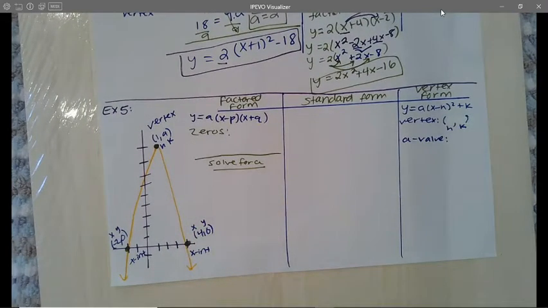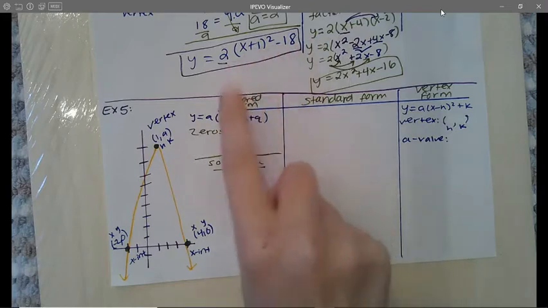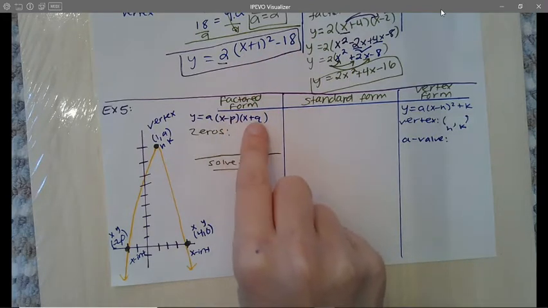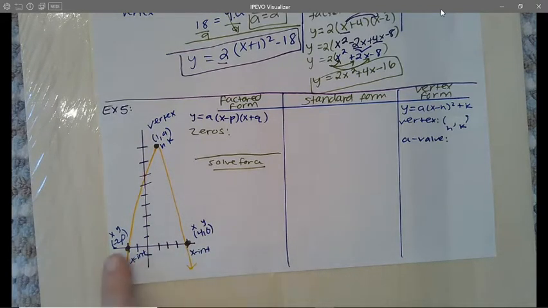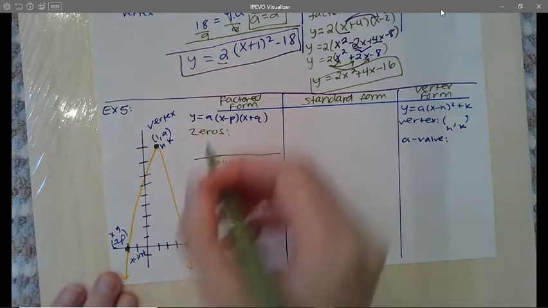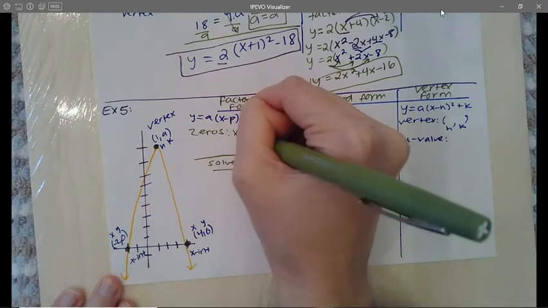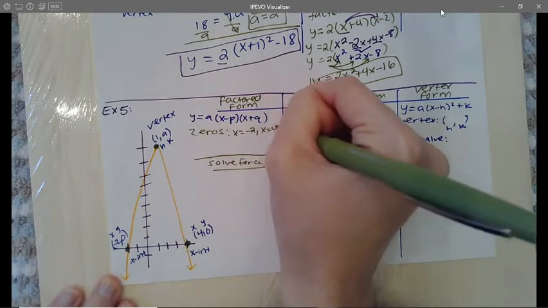So, in factored form, don't forget the way that you find your two factors is by flipping the signs on your zeros, your x-intercepts, which in my picture, I already have my x-intercepts marked. They are at the points (-2, 0) and (4, 0). So, my zeros are where x equals -2 and x equals 4.